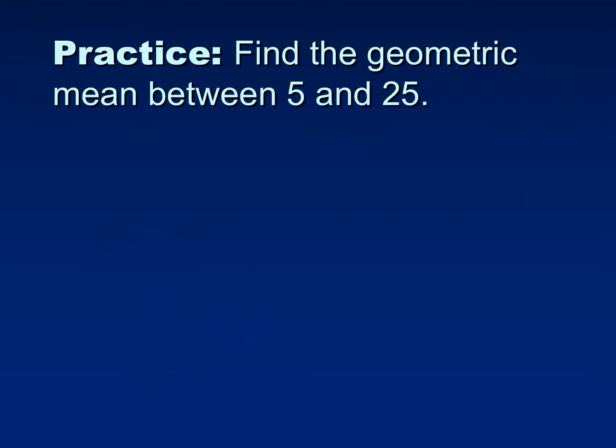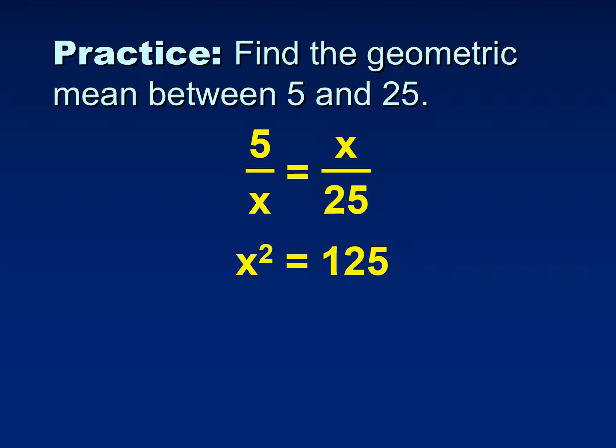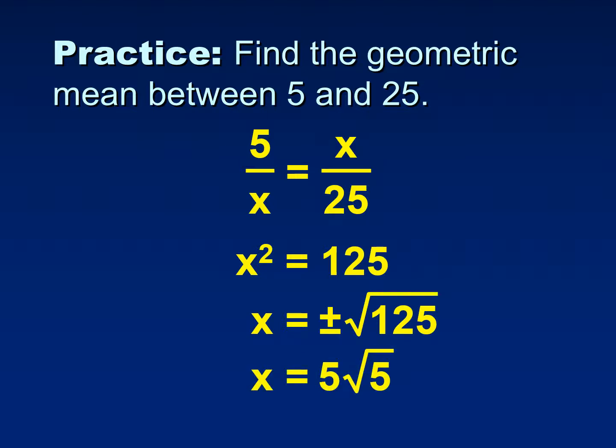So let's find the geometric mean between 5 and 25. So 5 over x equals x over 25. So x squared is equal to 125. Whenever we take the square root of 125, it's not a perfect square, which means that we have to simplify it. So we can pull a 5 out, leaving us a 5 in the root. So x is equal to 5 square root of 5. If you were to check that on your calculator, you should get about 11.2. However, we don't want to put 11.2. We want to write it as accurately as possible, which would be 5 square root of 5.